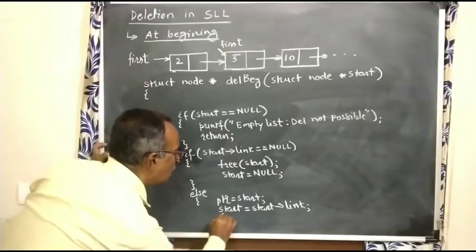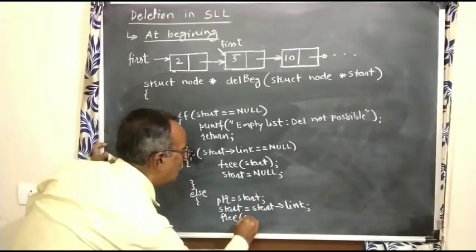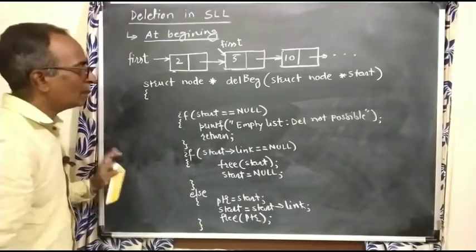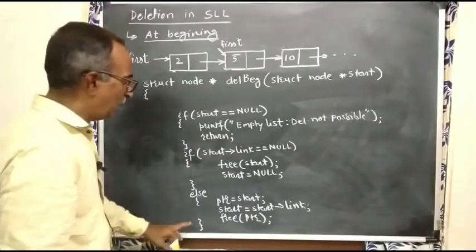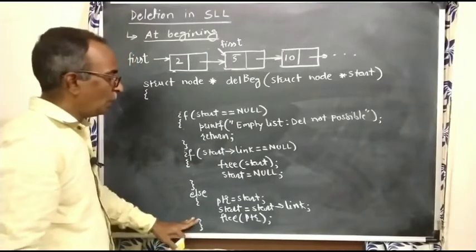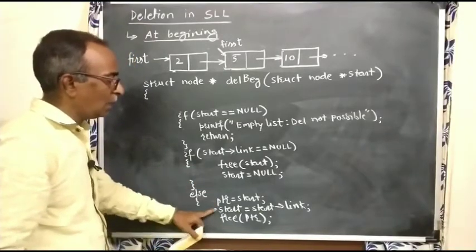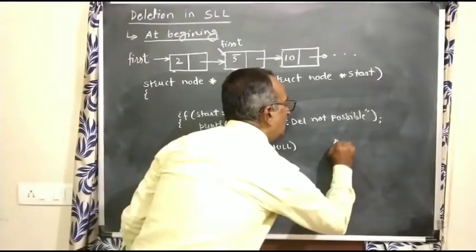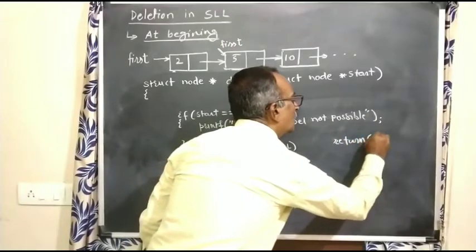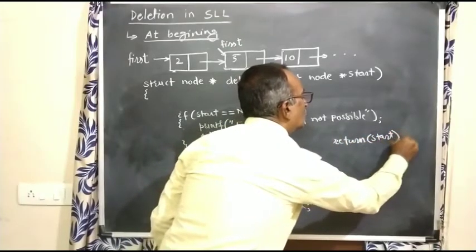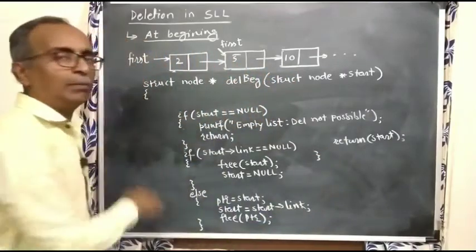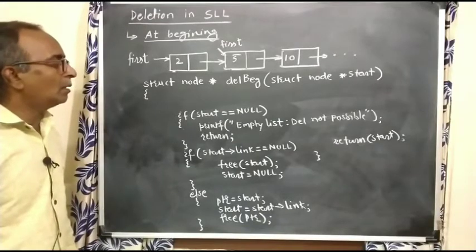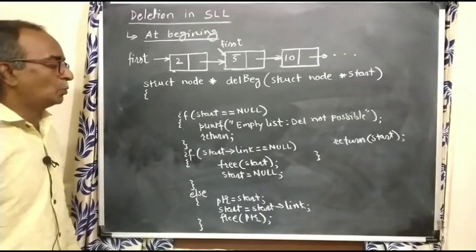And then you can say free ptr. Free ptr. Now as a last statement after this, you have to return wherever start is pointing, so that when it comes out of this block, finally you can write return start. So this will be returned back. So these are the things we are doing in deletion of the first node.